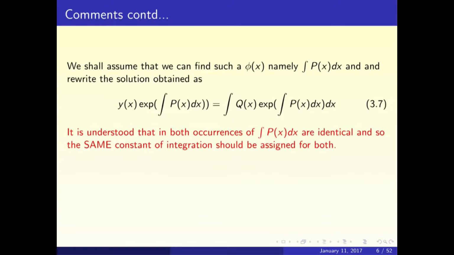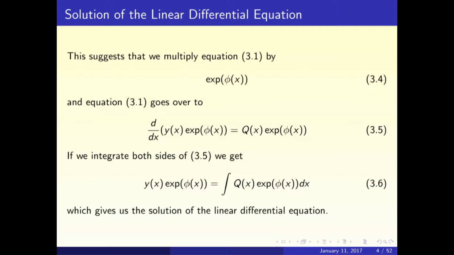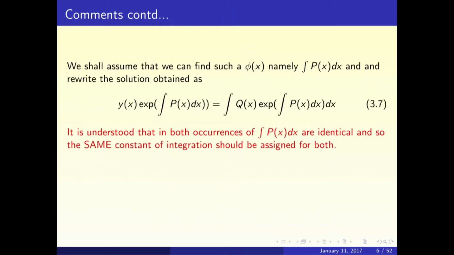Well, so let us assume that we can find a phi x, namely, let us assume that we are in a position to compute integral p x dx. What is the solution? Look at equation number 3.6 in this slide. Wherever there is a phi of x, I am going to replace it by integral p x dx. Then what do you get? You get 3.7. So in 3.6, replace every occurrence of phi of x by integral p x dx.